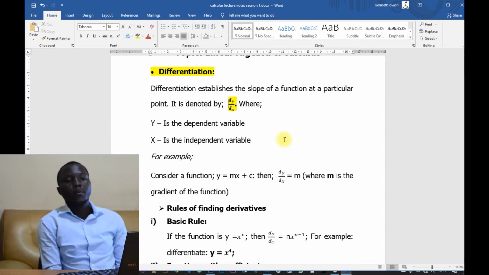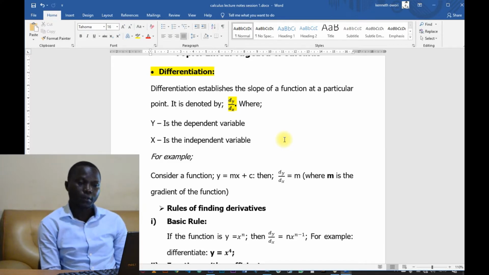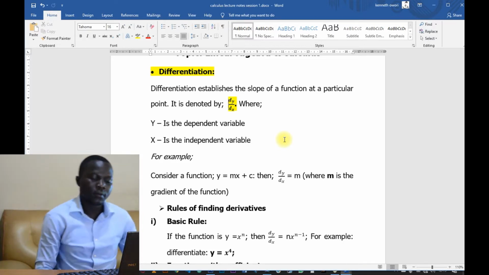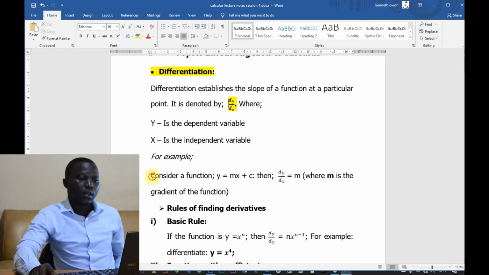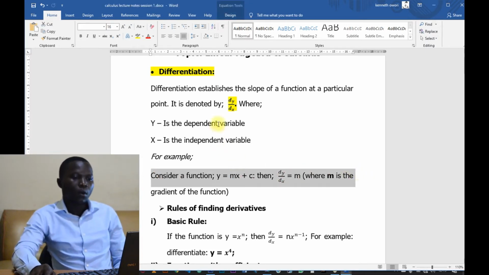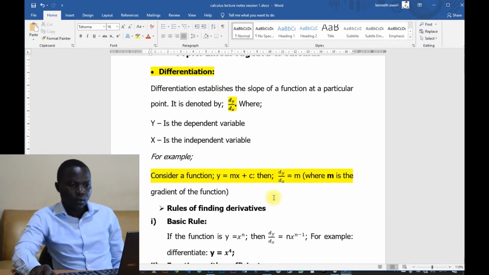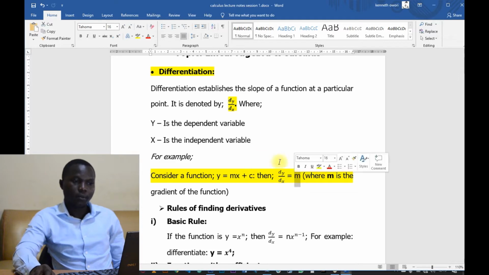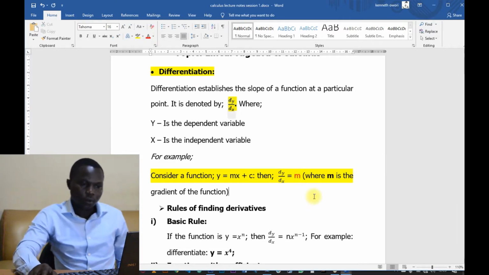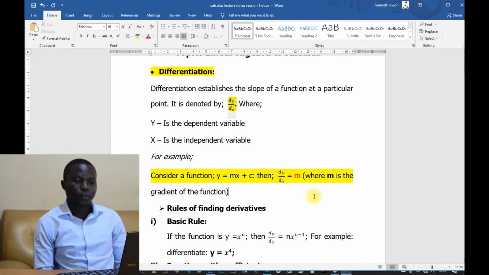So differentiation establishes the slope of any particular function. The derivative of any function results into slope. Consider a function y equals mx plus c. When you differentiate, we normally end up with m, which we consider to be the gradient or the slope of that function.